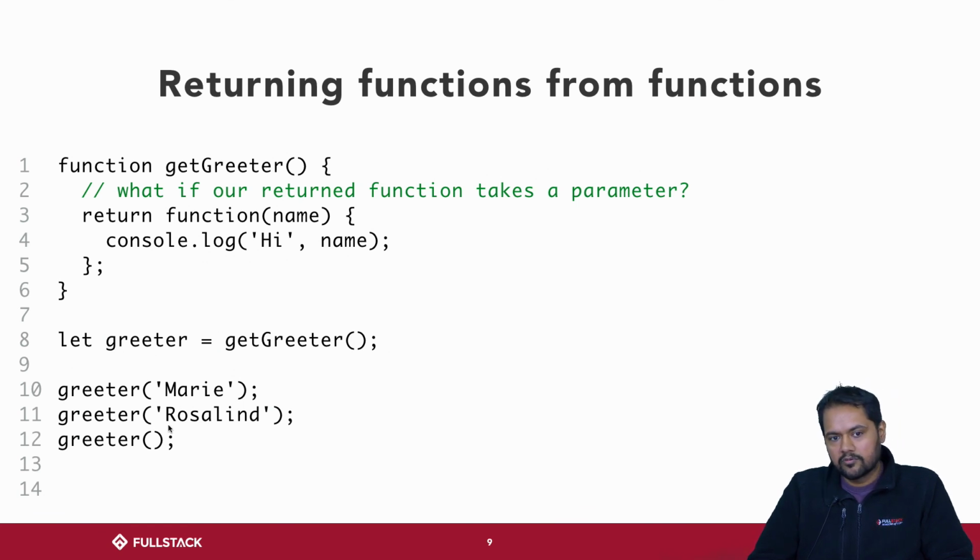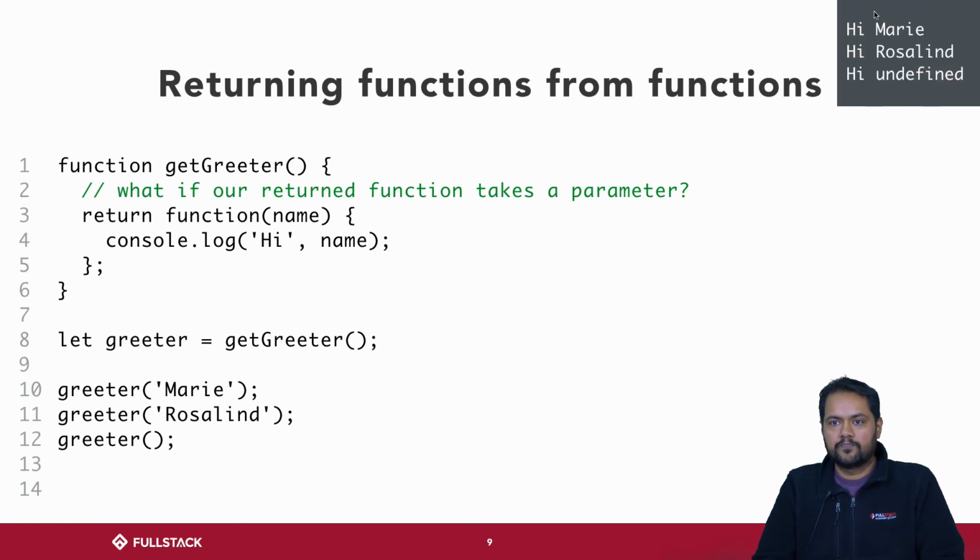And if we call greeter without passing anything in, name will be undefined, and so we will see a printed version of undefined here. So you can see right here, if we call these three things, we see the following values. This brings us to our next topic of closure.